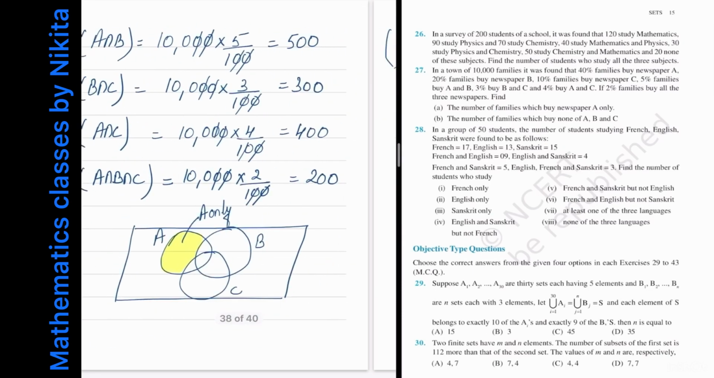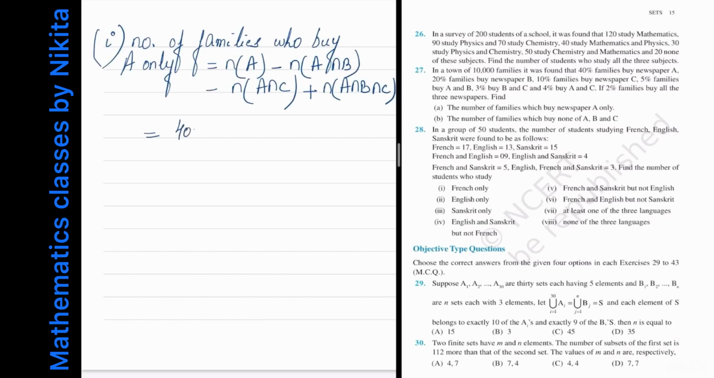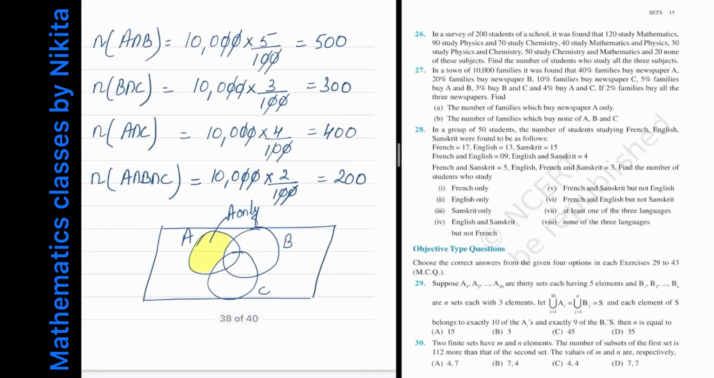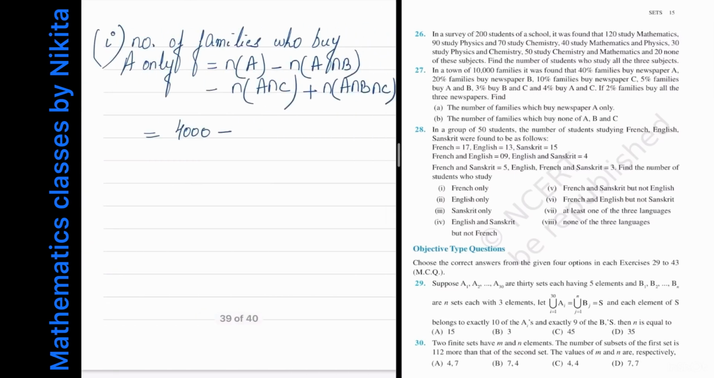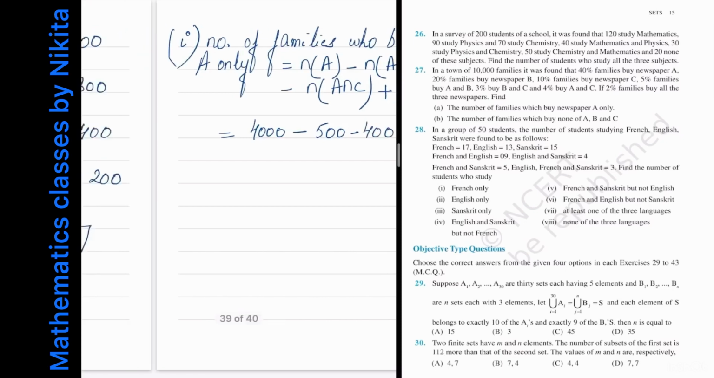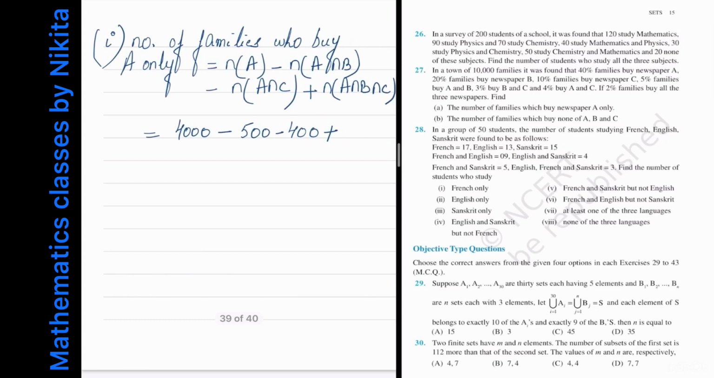and this will be equal to n of A is 4000. So 4000 minus A intersection B is 500 and A intersection C is 400. 500 minus 400 plus 200. So this value will be 4000 minus, this is 900 and 900 plus 200 is 1100. So minus 700 and this will give you 3300. So this is the answer.